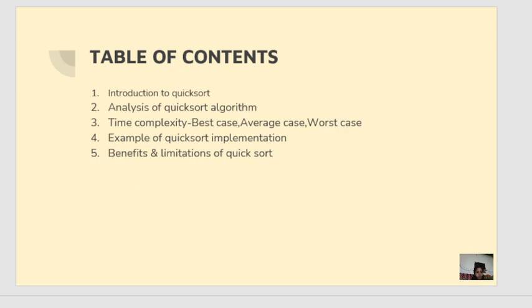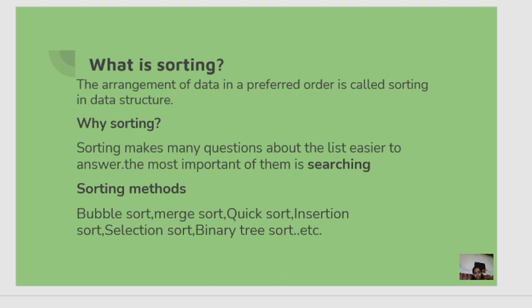So before quick sort, let me tell you about sorting. What is sorting? The arrangement of data in a preferred order is called sorting. This preferred order, I could say, can be ascending order or descending order, or it can be based on alphabetical order also.